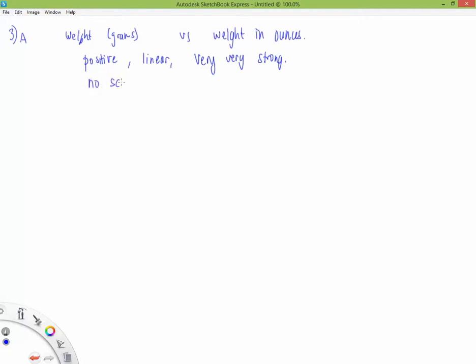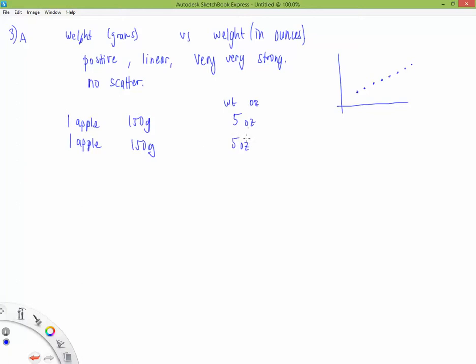So no scatter, right? The same but different weight. Yeah, we would expect to see exactly this, okay? If you know something's weight in grams, you know exactly what it will be in ounces. If 2 apples weigh 150 grams, one apple is 150 grams and another apple is 150 grams, what is their weight in ounces going to be? Whatever it is, it's like 5 ounces or something. If this is 5 ounces, then this one will be exactly 5 ounces. There's going to be no scatter over here.